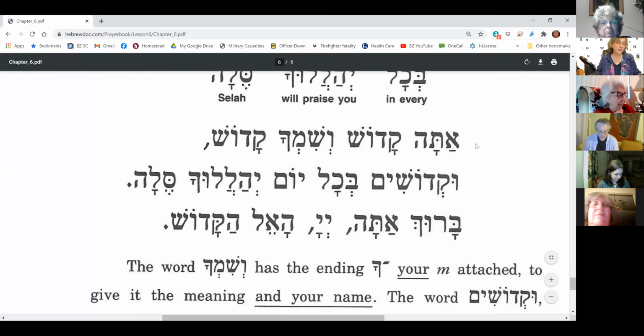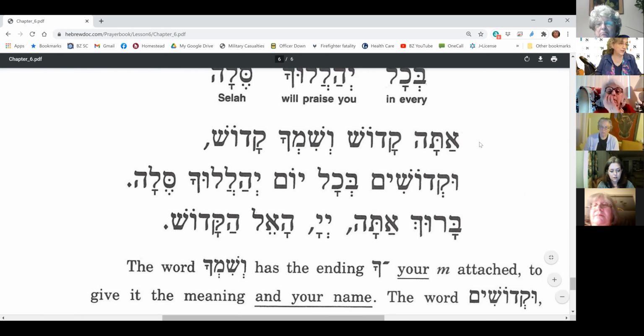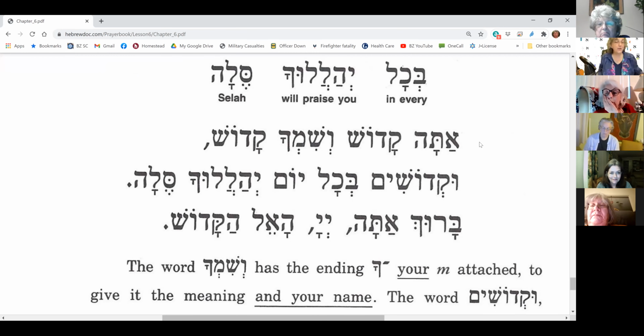Here we are. So now we have Ata Kadosh v'Shimcha Kadosh. And essentially all you have to be able to do is understand it. Read it and understand it if you can. You know what Ata is. You know what Kadosh is. You are holy. V'Shimcha Kadosh. Now you have to remember that V means and, and Cha means your.